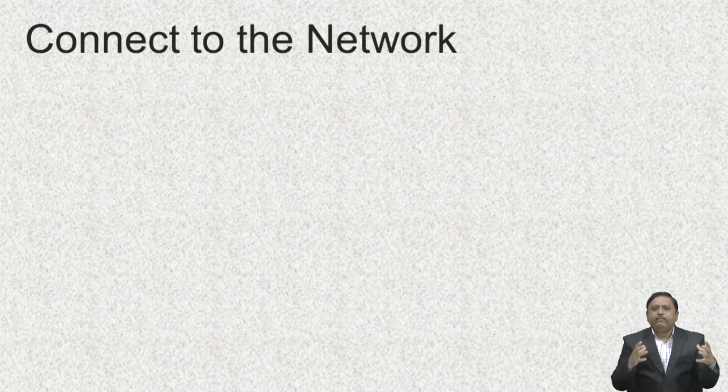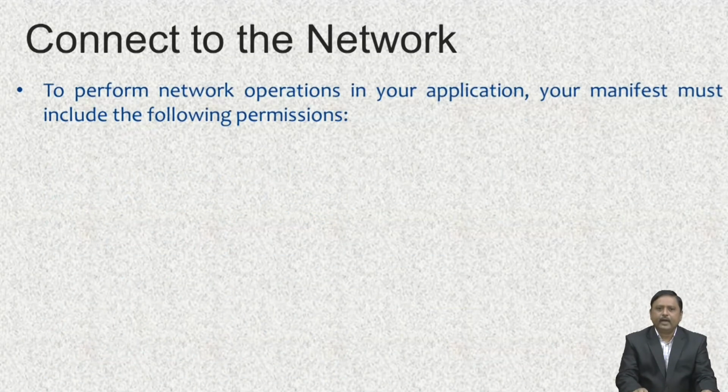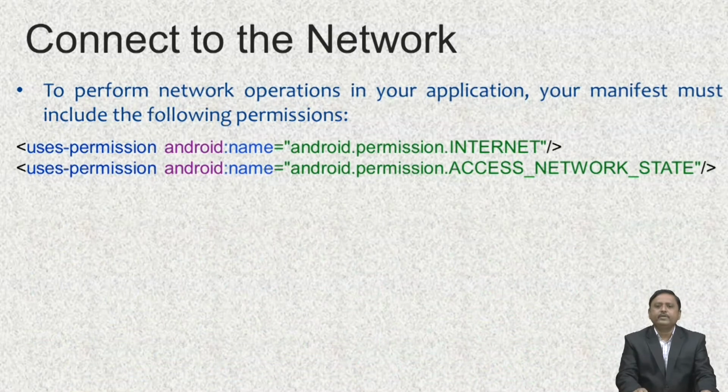So how can we connect to the network, right? To perform network operation in your application, your manifest must include some permission. Now what are those permissions? As we mentioned earlier, you should have the android.permission.ACCESS_NETWORK_STATE permission, and in addition to that we should have the internet permission. So don't forget to include these permissions in your manifest file so that you can actually connect to the network and access its state.